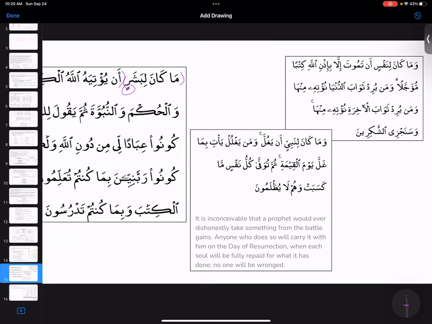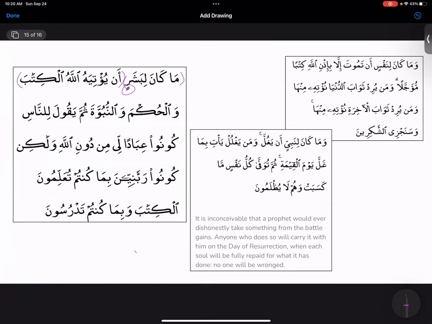So I put some examples over here. Ma kana li basharin. This is also beautiful. So it doesn't befit a man. What doesn't befit? An yu'tiyahu Allahul kitaba, that he is given the book, meaning revelation, wal hukma, and wisdom, wa nabuwa, and prophethood, right? And then summa yakula.